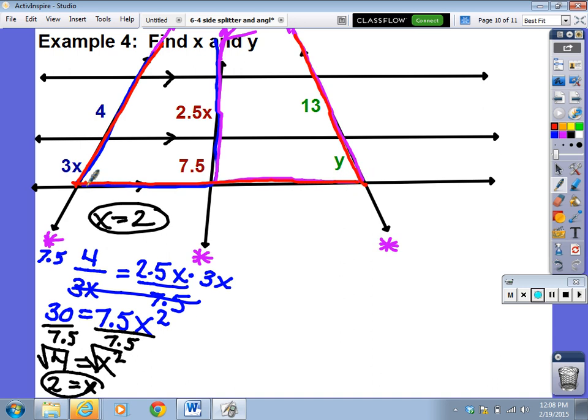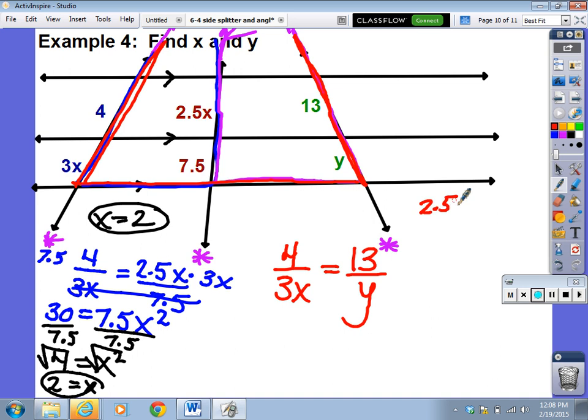So we're looking at this side and this side, and we know that since these lines are parallel, it's cutting these sides proportionately. So we're going to do 4 over 3x is equal to 13 over y. Wait, so you could do like 2.5x over 7.5x? Yep, and we could have also done 2.5x over 7.5 will be equal to 13 over y, either one. But now we have two variables, but did we find x? Yeah, so let's put that in. X is equal to 2, so we have 4 over 3 times 2, which is 6. So we have 4 over 6 is equal to 13 over y.